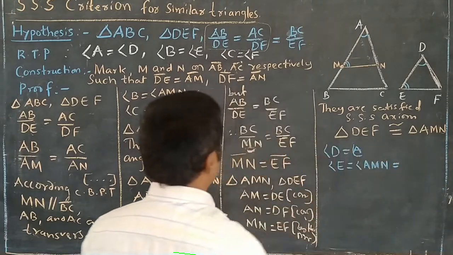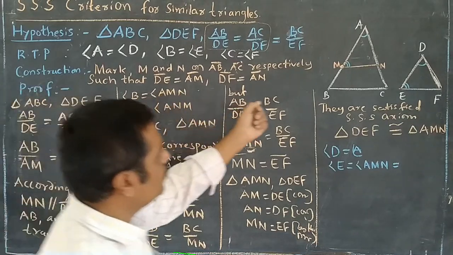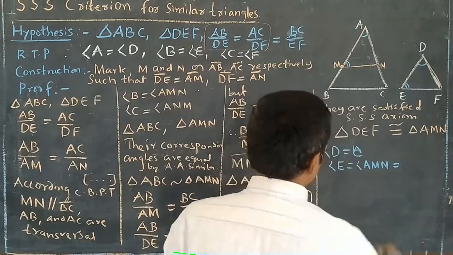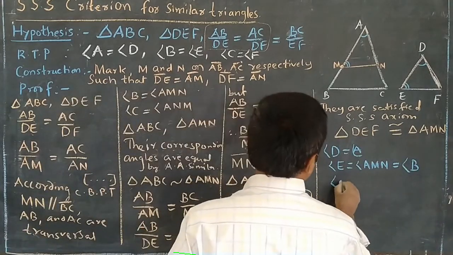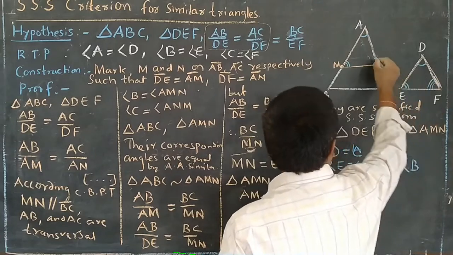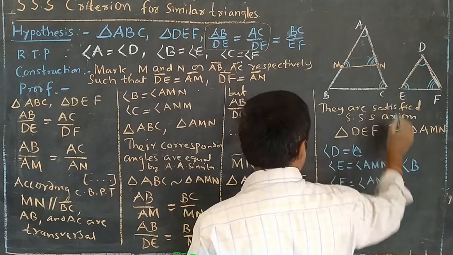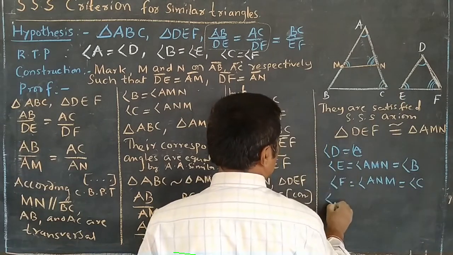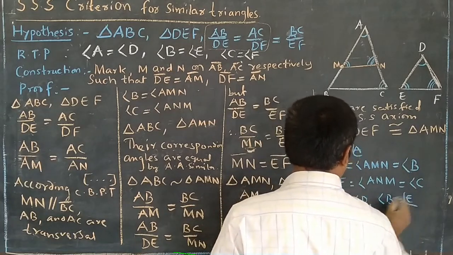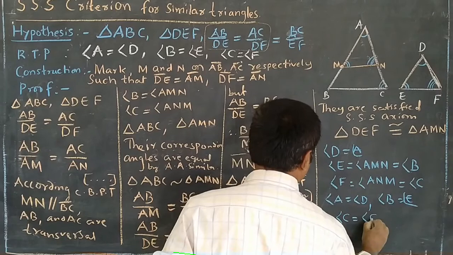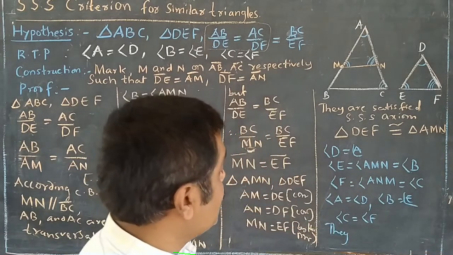But this angle AMN, both are corresponding angles, is equal to angle B. This is also already proved. And angle F is equal to angle ANM. But this ANM is equal to angle C, already proved. So A is equal to D, B is equal to E, and C is equal to F. So they are satisfied, and the corresponding angles are also equal.